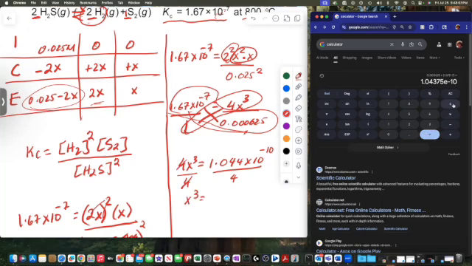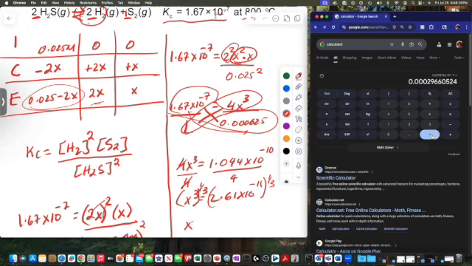Okay, so divide this by 4. Divide by 4, what do we get? 2.61 times 10 power negative 11. And then find the cube root. So it's going to be power 1/3, parentheses 1 divided by 3. That's 1/3 of the fraction. And that should be equal to.